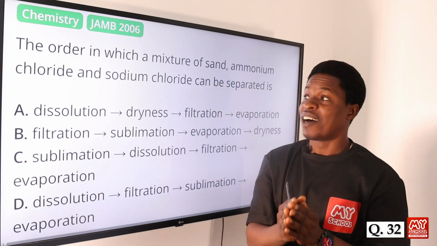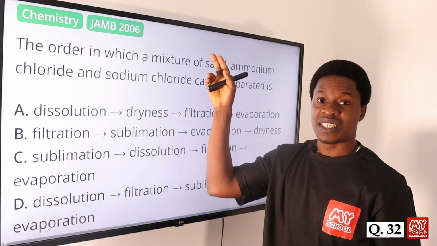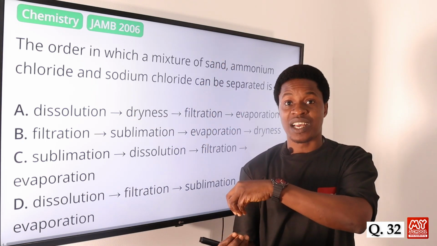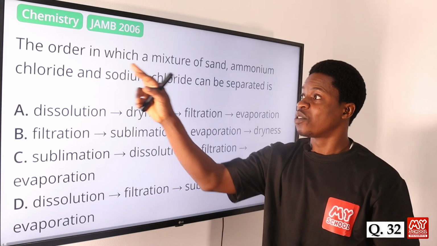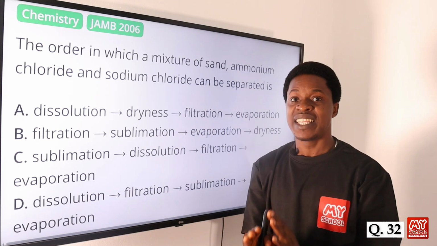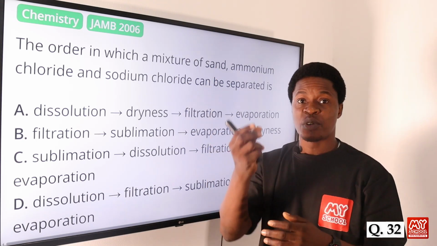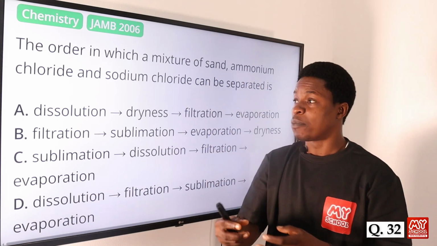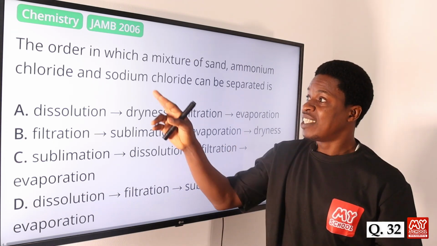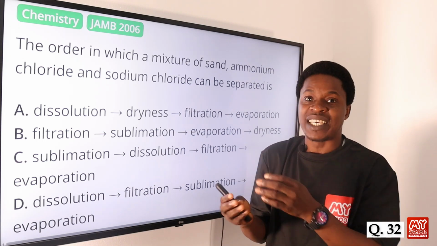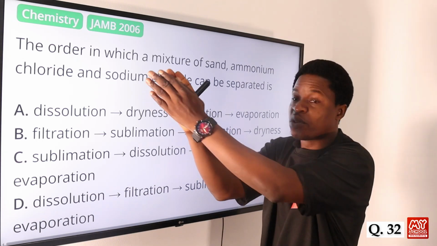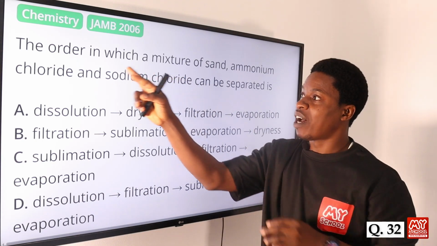So what we are left with now is your sodium chloride and sand. So it's easy. Add water. When you add water into this and stir, what happens? The sodium chloride will dissolve in the water, while sand remains on the surface. So you filter off. When you filter, you have your sand separated. This one is already in solution. So you separate the solution of sodium chloride and the sand. So what you are left with is the sodium chloride.